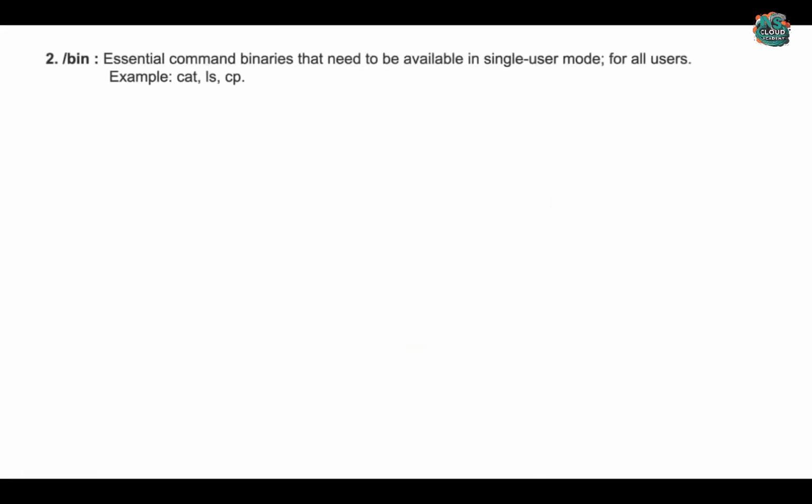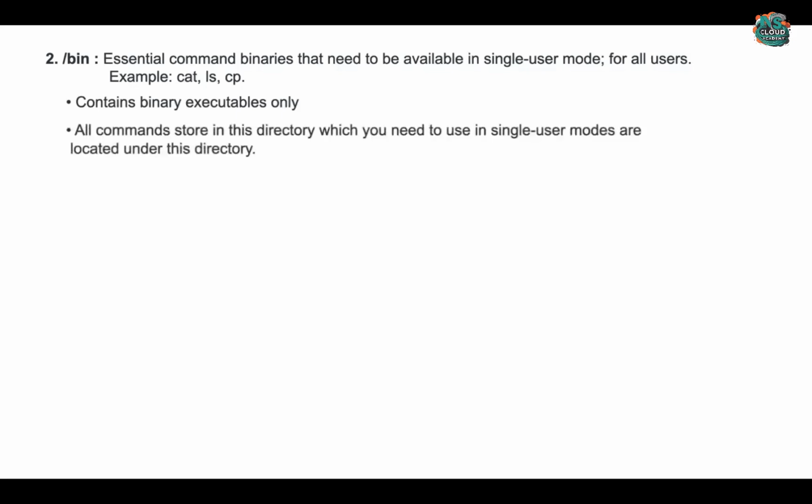The second one is slash bin. Slash bin holds essential command binaries that need to be available in single user mode. Means all these commands will be available in single user mode, and to all users, like cat, ls, and cp. All these commands are stored in the slash bin directory, right? Its content is binary executables. Binary executable means the commands, right?